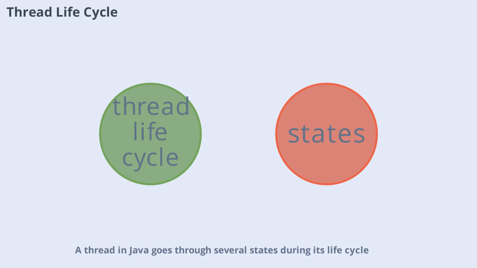A thread in Java goes through several states during its life cycle. It starts in the new state when created but not yet started. Once started, it enters the runnable state, where it's ready to run or is running. If it's waiting for a resource, it moves to the blocked state. The waiting state occurs when a thread waits for another thread's action or a specified time to elapse. Finally, the thread enters the terminated state after completing its task or being stopped. Understanding these states is crucial for managing thread behavior in your application.